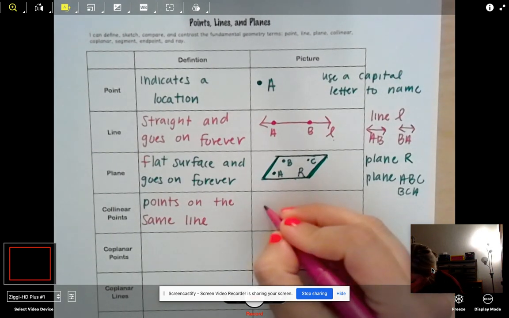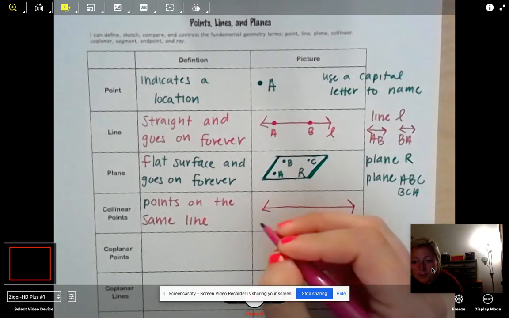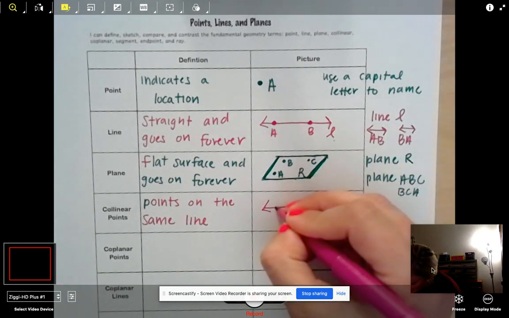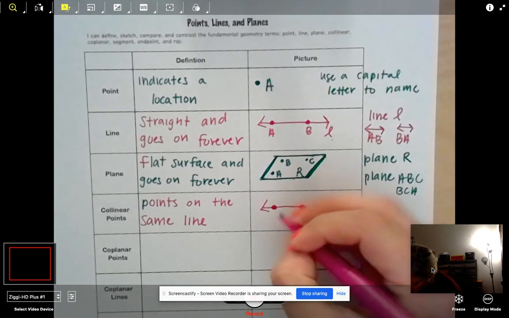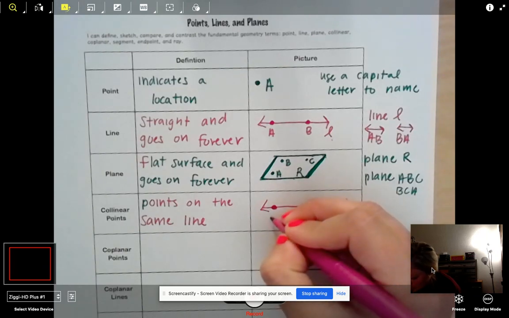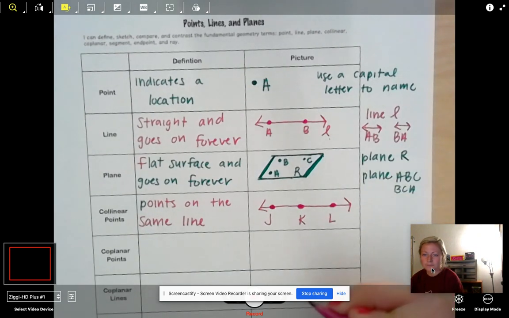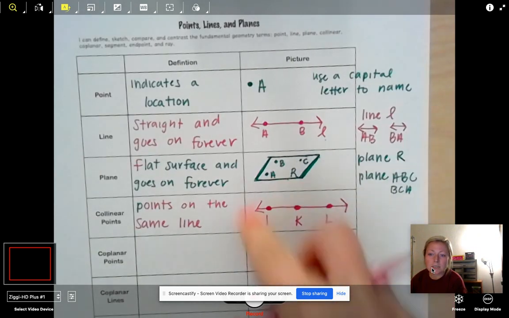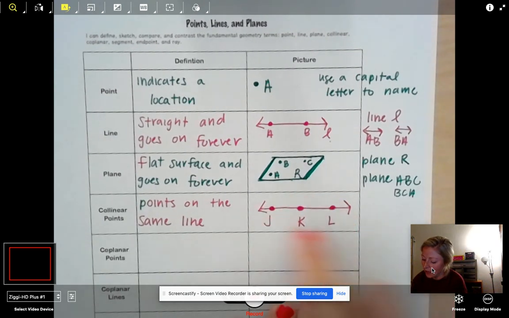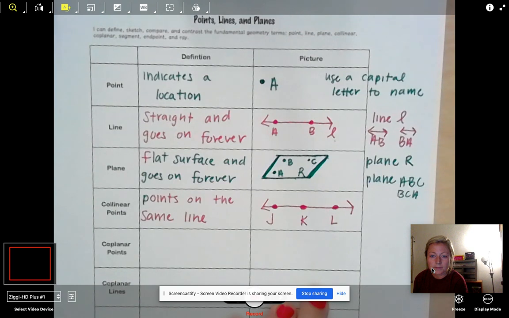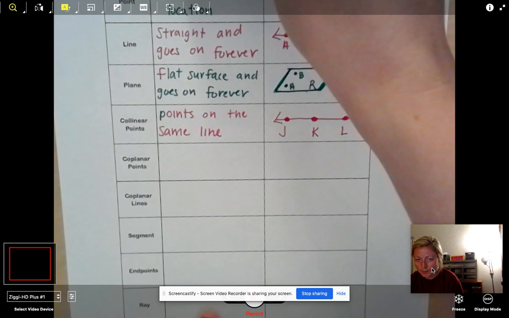So a picture, let's draw a line and let's put some points on there. Doesn't matter how many. I'm gonna put 3. And let's name these, I don't know, should we do J, K, L just to mix it up? So I could say in this picture here, points J, K, and L are collinear because they're on the same line there.